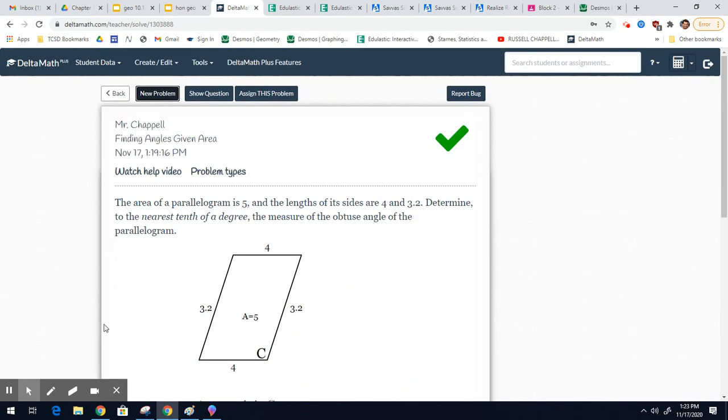All right, so best of luck on these problems. If you have any questions, let me know. There are some difficult and there are some easier. So again, just ask for help if you need it.